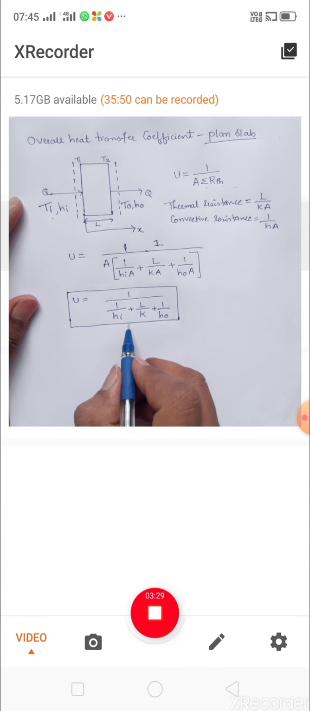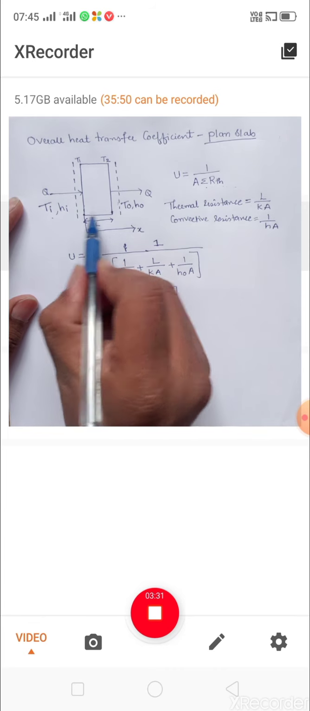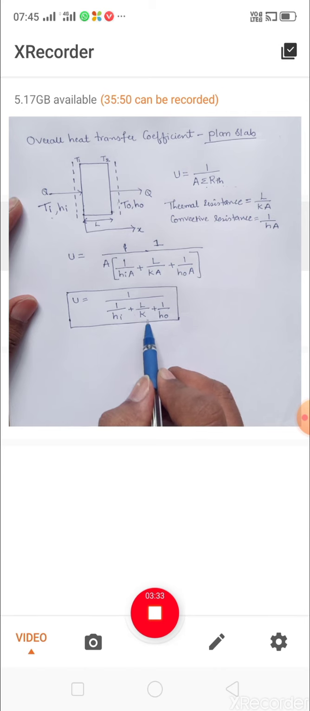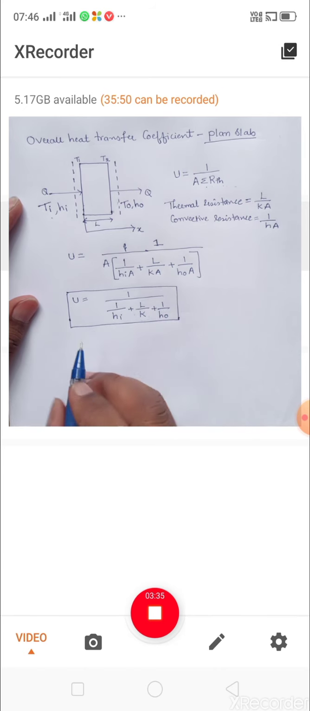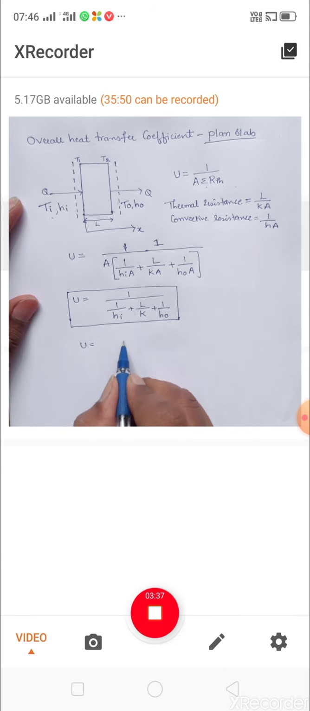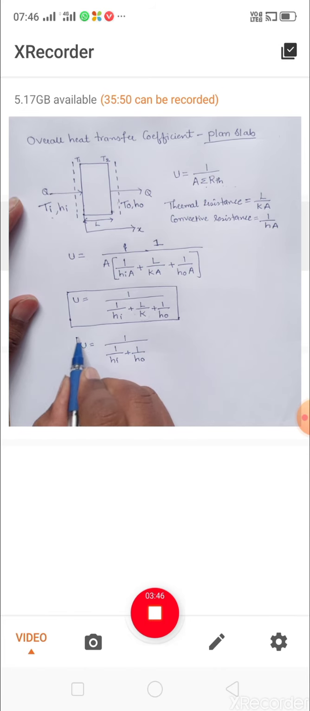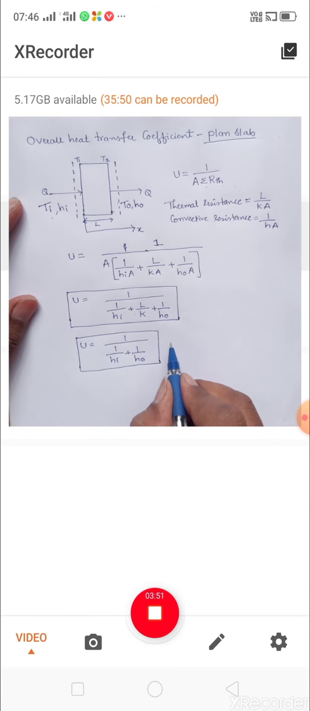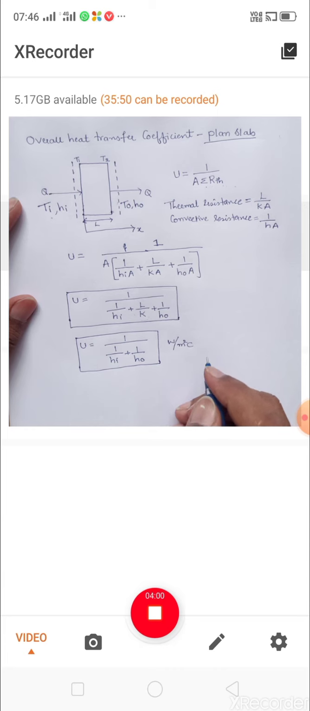Now, if the thermal resistance of the wall is neglected as compared to the other thermal resistances, then my final expression will be 1 divided by Hi plus 1 divided by H0, with unit watt per meter square degree centigrade.